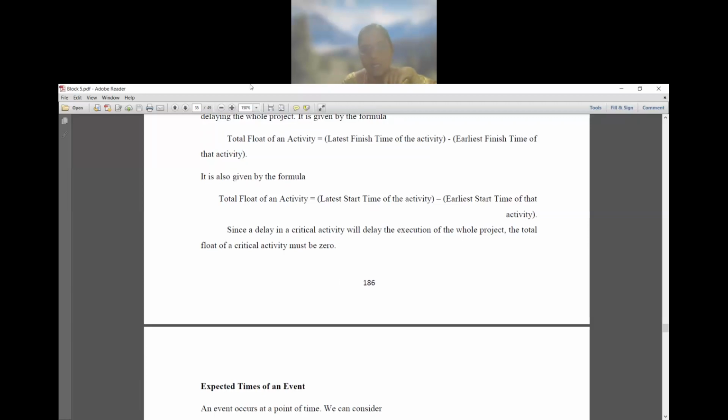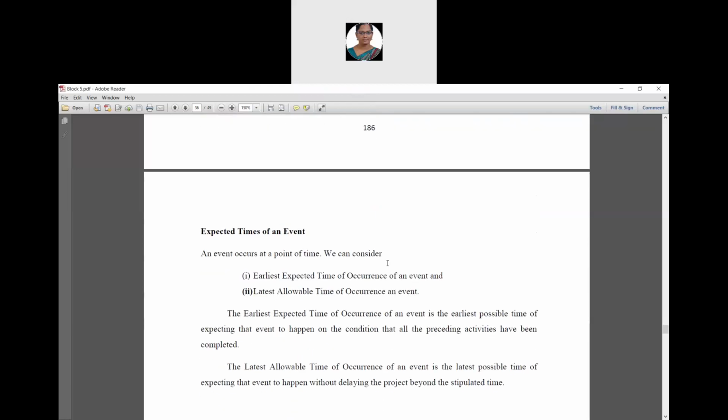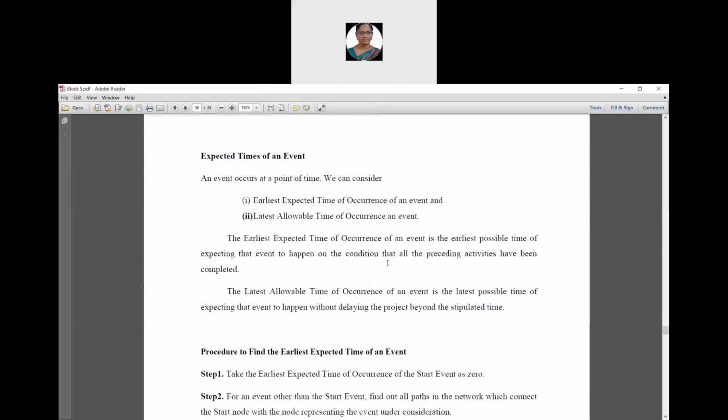Then, expected times of an activity. So, an event occurs at a point of time. Let us consider two things: the earliest expected time of occurrence of an event and the latest allowable time of occurrence of an event. First thing is earliest expected time of occurrence. Second thing is latest allowable time of occurrence.